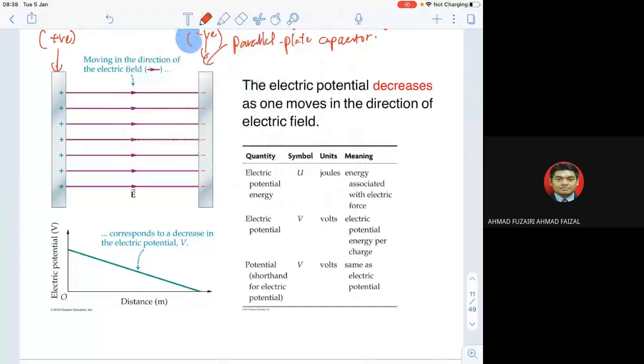Okay, we have a negative charge. Remember, when we learn about the electric field, the electric field lines from a positive charge always go away from it. Like here, this is the positive charge. You can see that the purple lines are always going away from the positive charge.